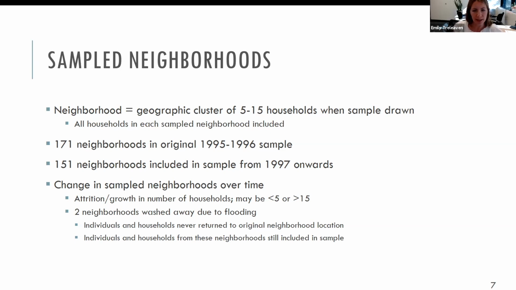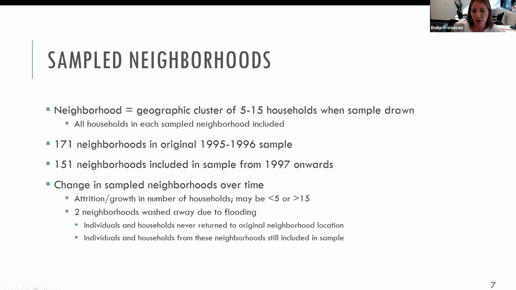So they show up in the 1996 data, but don't appear afterwards. We observe a change in the number of households in sampled neighborhoods over time due to attrition, migration, and growth. So neighborhoods now might be less than 5 households or more than 15.